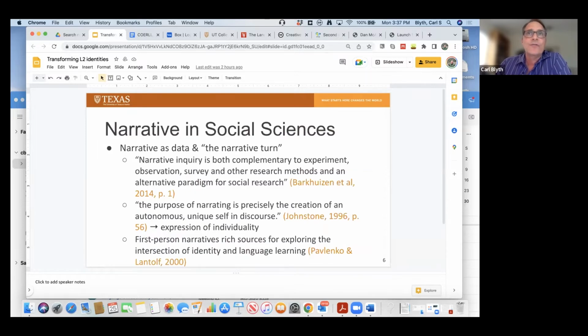So also the other frame that's very important for understanding, I think, our research and what we're trying to do, these courses that we're developing, is the construct of narrative itself. And in particular, narrative is data and narrative is method.